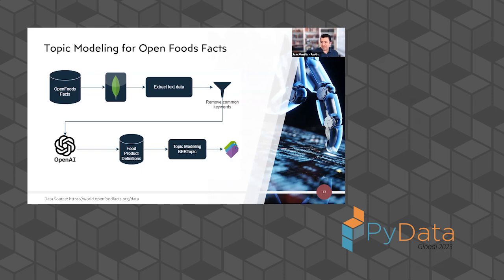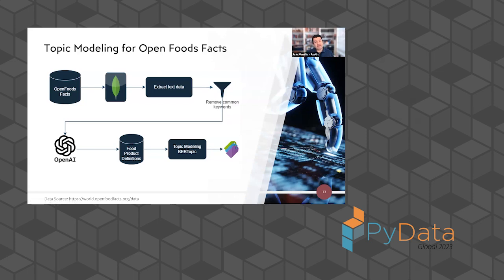I use data from Open Food Facts, which has about 2.3 million products from about 182 countries. The data is open and free to use. They give you either a CSV or a MongoDB database. For the steps in this process, and I'll show you the code, I first download the data and put it into a Mongo database. Then I extract the data and remove common keywords.